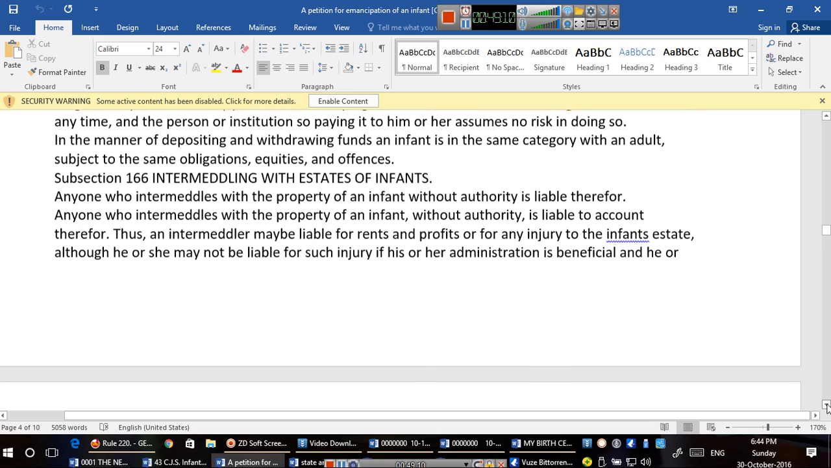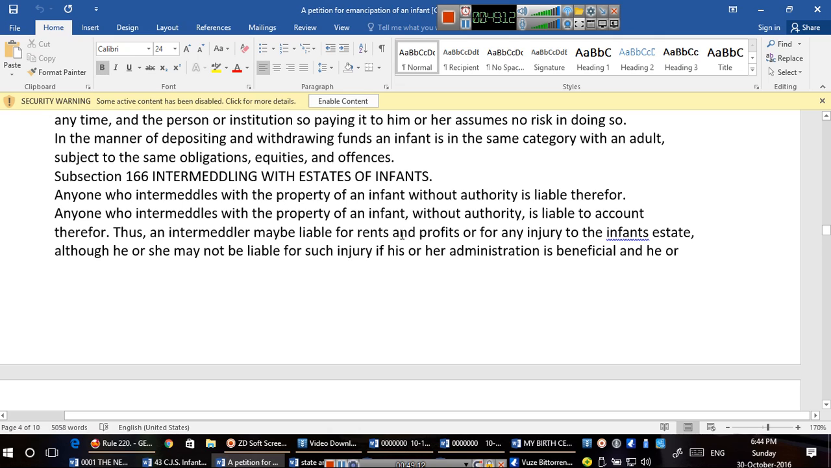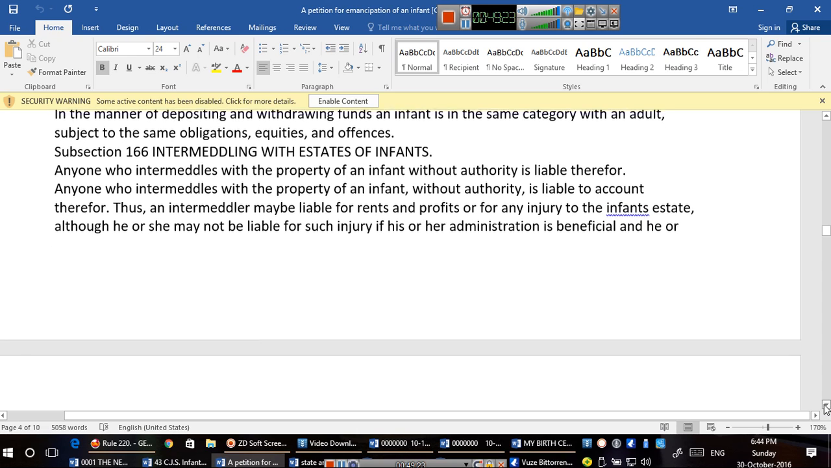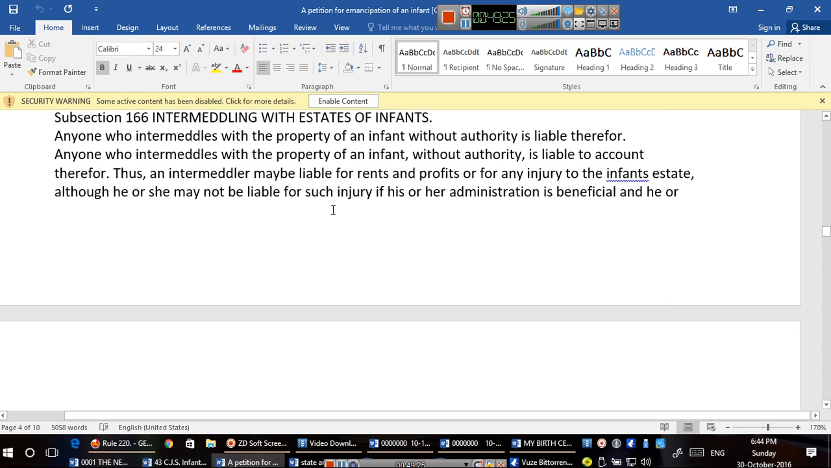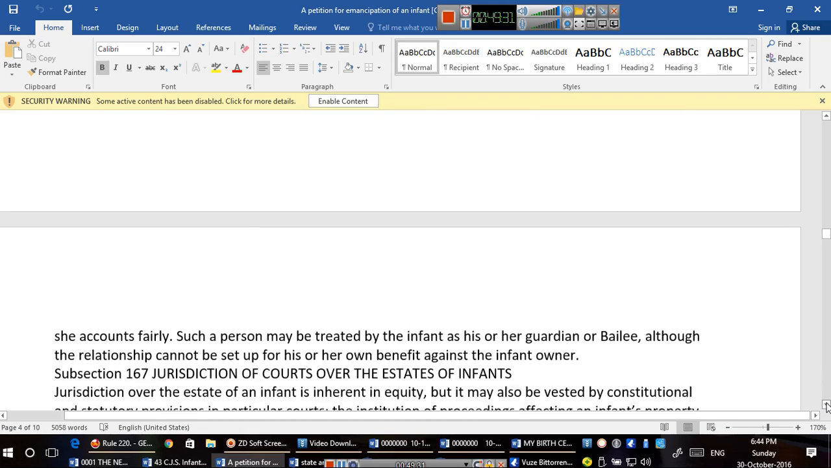Oh, by the way, did you know that there are very strict penalties for intermeddling with infants and their properties? Interesting, huh? But they allow them to understand that if the person causing the injury thought that they were acting in good faith, then they don't have to suffer.